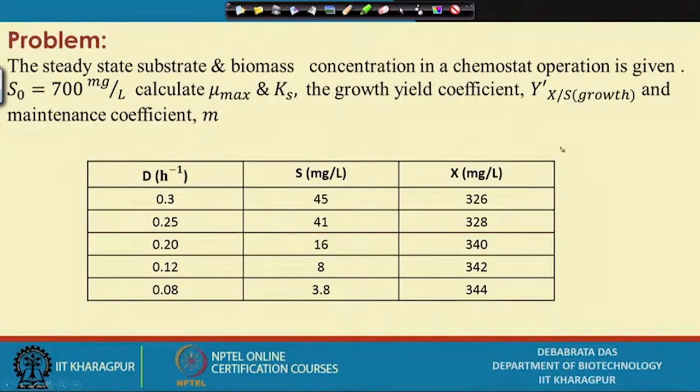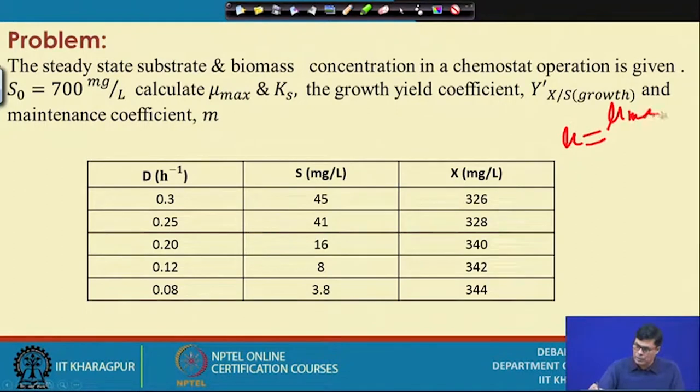Now the question comes: is it possible to estimate the kinetic constants by using a chemostat? The answer is yes. But how can it be done? Because you know the Monod equation: mu equals mu max times s divided by Ks plus s, am I right? Under steady state condition and sterile feed, mu equals D.